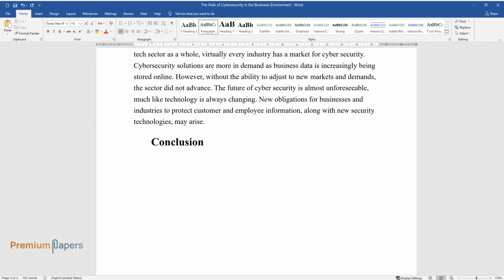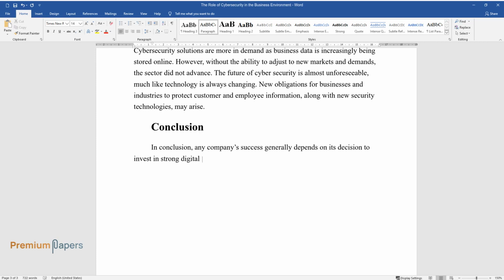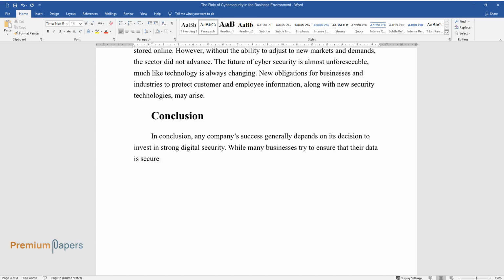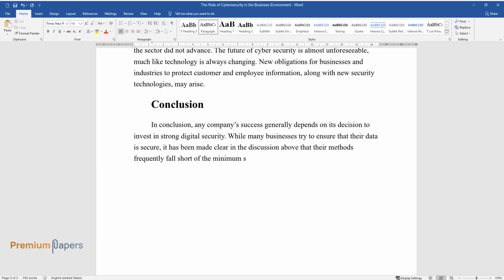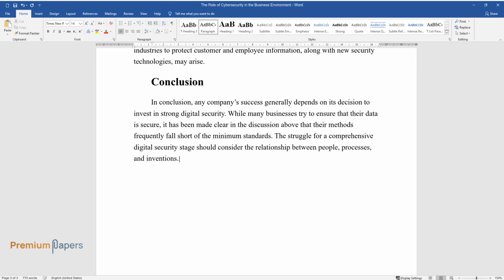Conclusion. In conclusion, any company's success generally depends on its decision to invest in strong digital security. While many businesses try to ensure that their data is secure, it has been made clear in the discussion above that their methods frequently fall short of the minimum standards. The struggle for a comprehensive digital security stage should consider the relationship between people, processes, and inventions.